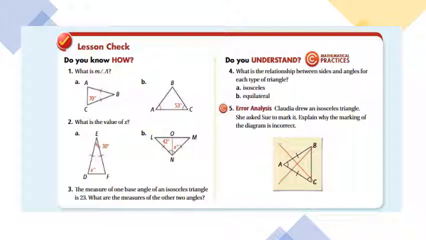Okay, look at the sides. AB is congruent to AC. So where is the mistake? Of course, this one. Is it right? Because angle A here is a vertex angle. And we understood from the theorem that if the two sides are congruent, then the base angles are congruent. So the mark should be on angle B.